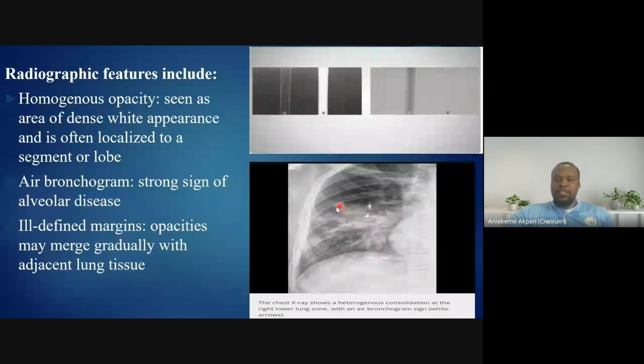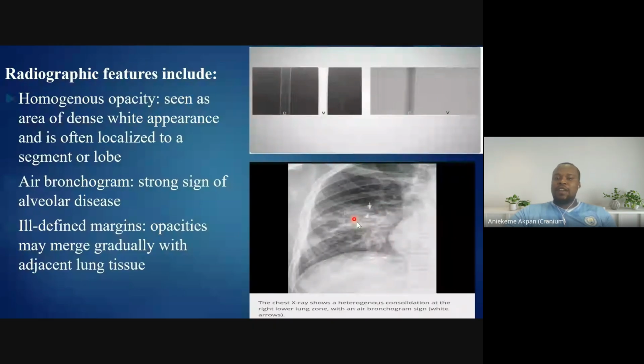And the radiographic features will include homogeneous opacity in the affected area, like you can see on this particular image. You see hazy patterns in this particular area of the lungs, around the middle lobe, and mostly these patterns don't appear like nodules. We said that because some people might be like, is that not a mass?